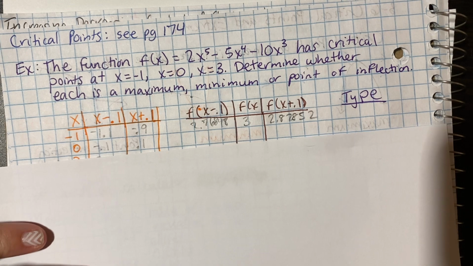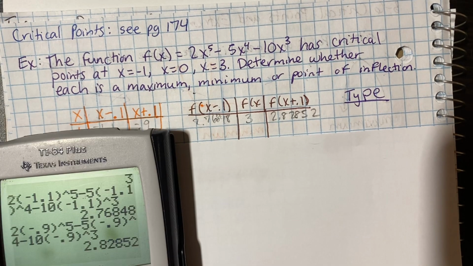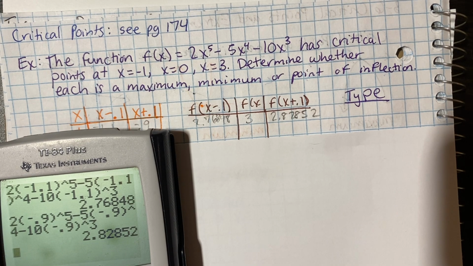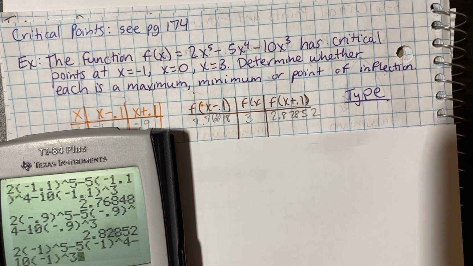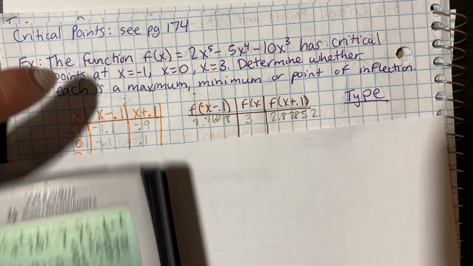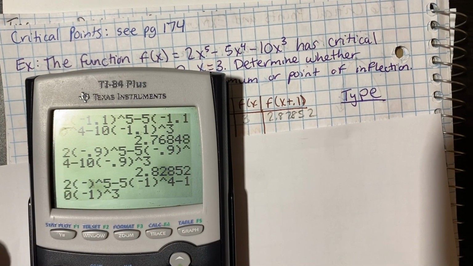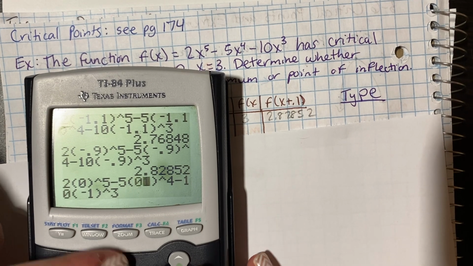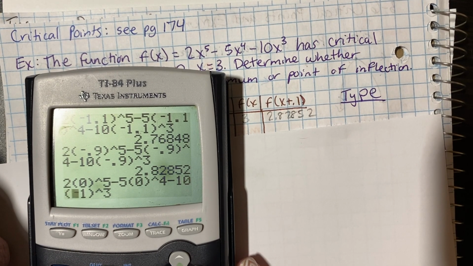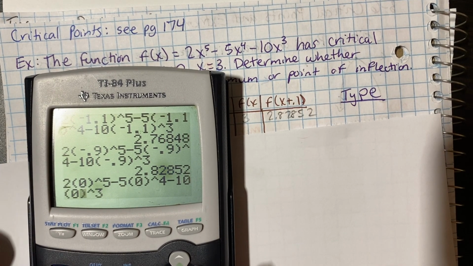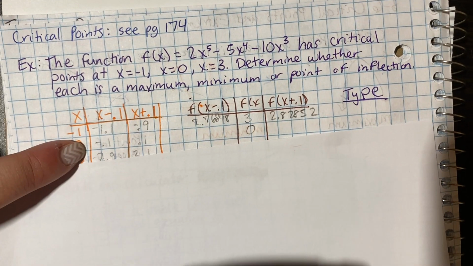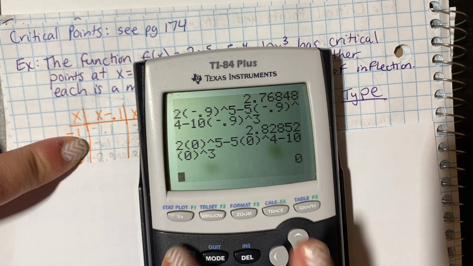I'm going to move on to the next one now. All right, same equation. This time I'm going to plug in a 0. So 0, 0, 0. That answer is 0. Okay, I'm going to do a -0.1.